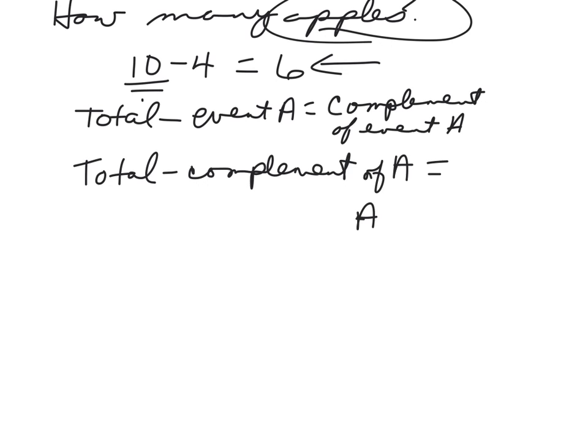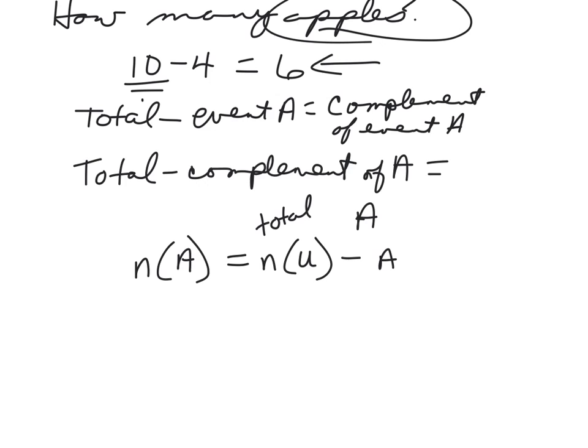Now, the way that we usually state this concept using mathematical notation is like this. The number of ways event A can occur is equal to, and we refer to the total as n of U. That means the total, the number in the universe, everything that can happen, minus n of, and the way we refer to the complement of A is with a prime.